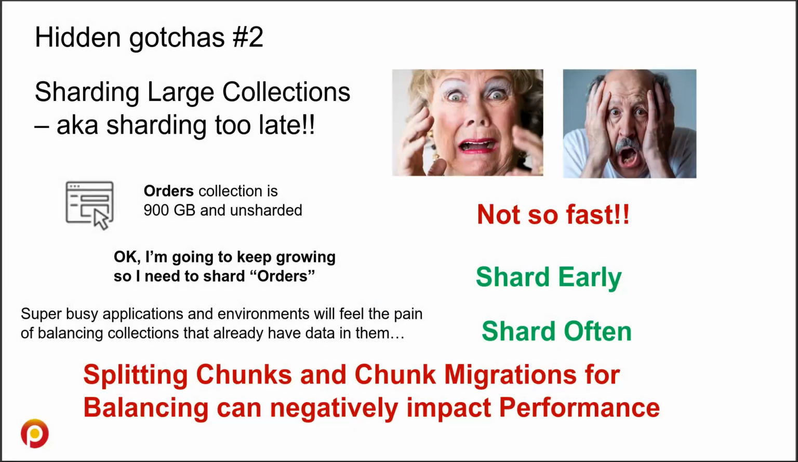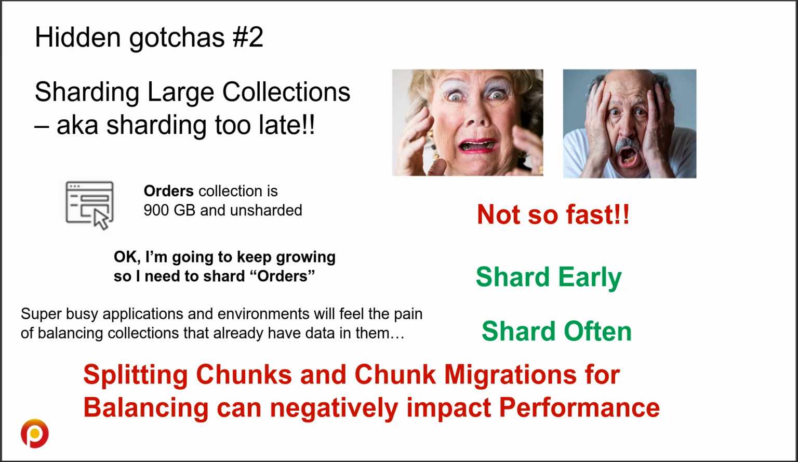So the next thing that comes up is the order collection I just talked about, 900 gig, and it's one collection. All of a sudden you're having performance problems, and oh my gosh, I've got to shard this. Well, it's an expensive process. Right? First, you have to add the index to the large collection that exists because sharding is based on an index. And you're going to keep growing, right? So you keep going there forever, but you've got super busy applications. You can't take downtime. Your environments are going to feel the pain for the balancing of those collections because they already have the data in them.